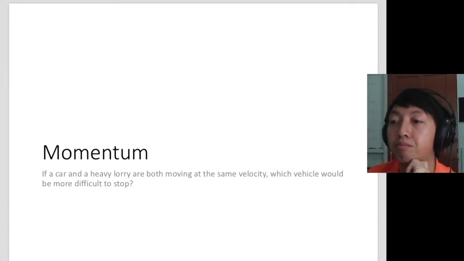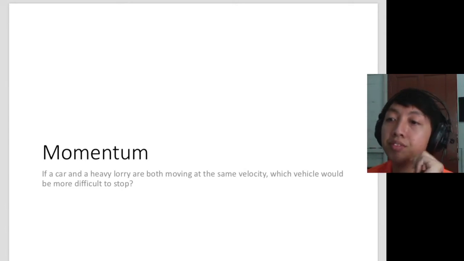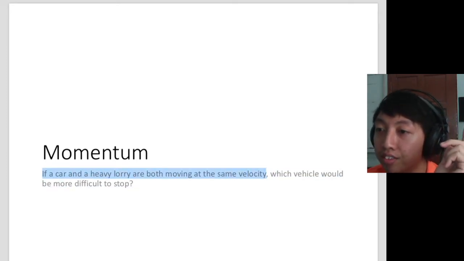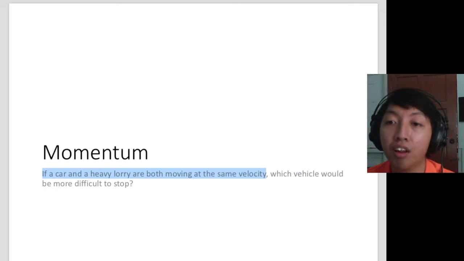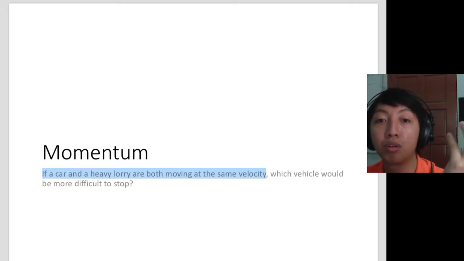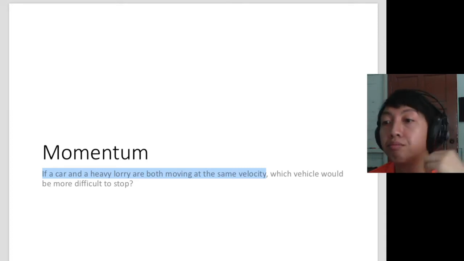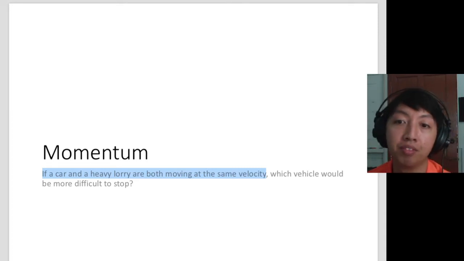So momentum. So here's a question. Okay, and you can answer in the chat. If a car and a lorry are both moving at the same velocity, so we have a car, maybe a Proton Saga, something like that, and a heavy lorry.